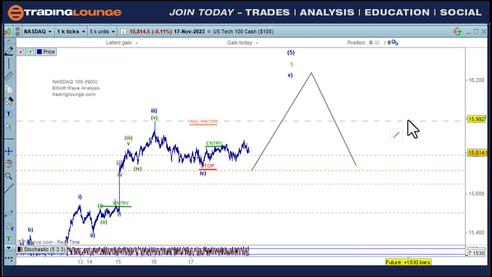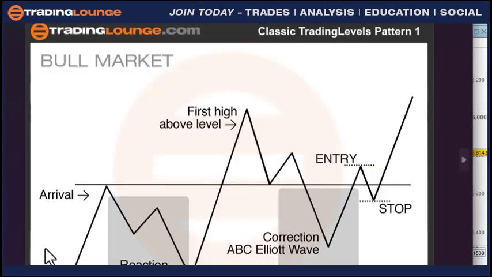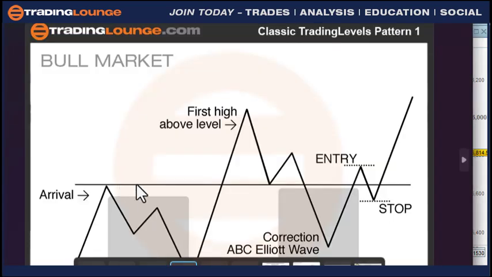So we're looking at the 16,000 here, and we can look at the pattern at the 16,000 as a classic trading level pattern. That's the arrival, the reaction, the first high above the level, and then a correction at this point. So we'll be looking at this particular pattern here, the arrival, the reaction, the first high above the level, and a deeper correction here, actually.